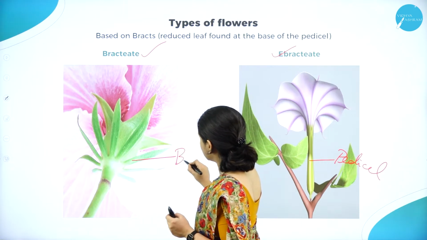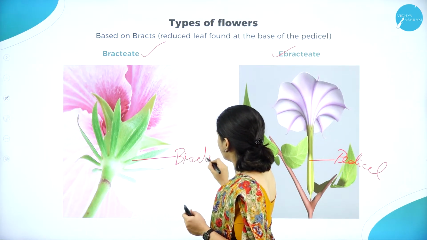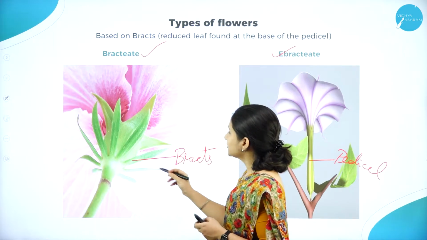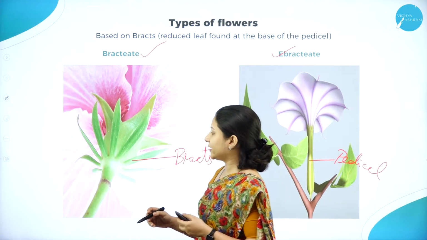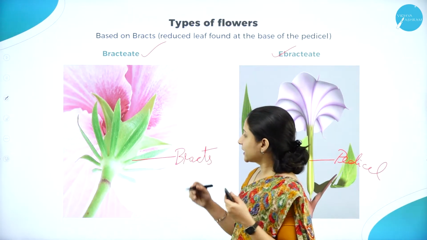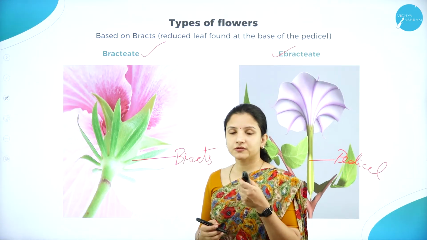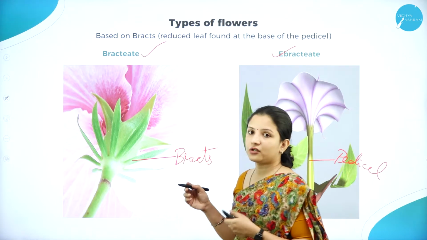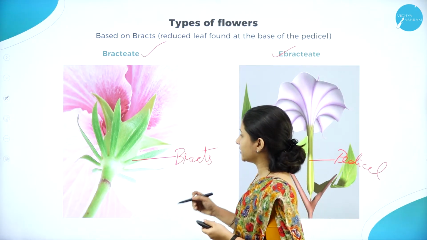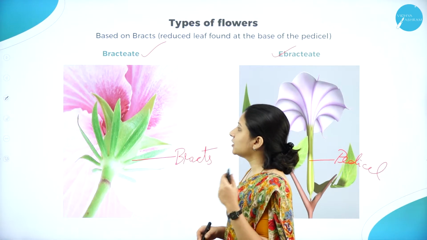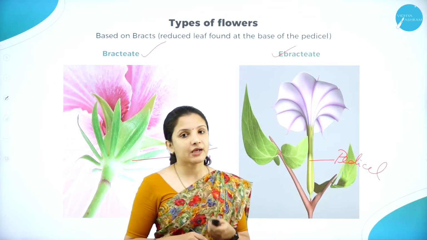Here I have taken the example of hibiscus. In hibiscus, at the base of the pedicel, almost at the region where the pedicel ends, the bracts will be present, that is, small reduced leaf-like structures will be present. In such cases we can call the flower bracteate.